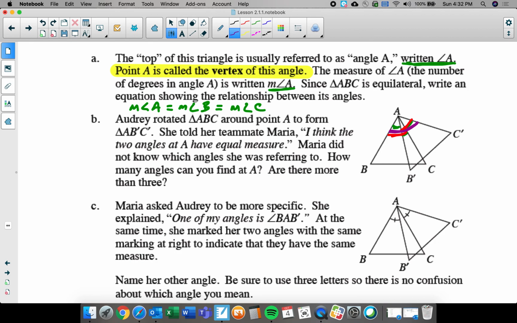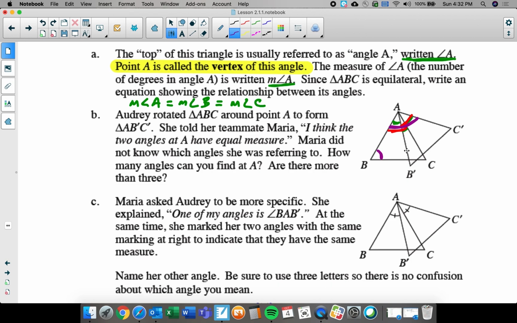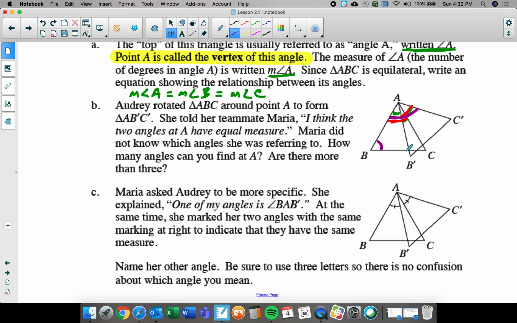Okay, so that brings up one of the points: how do I know what to call each angle? The idea is if there's an angle all by itself, like here, we've got angle B all by itself, I can call that angle B. However, if there's more than one angle at a vertex, we need to use three letters. Like in part C, notice one of my angles is angle BAB prime. If I trace angle B, A, B prime, I know this is the angle we're talking about, because we use three letters rather than the one.